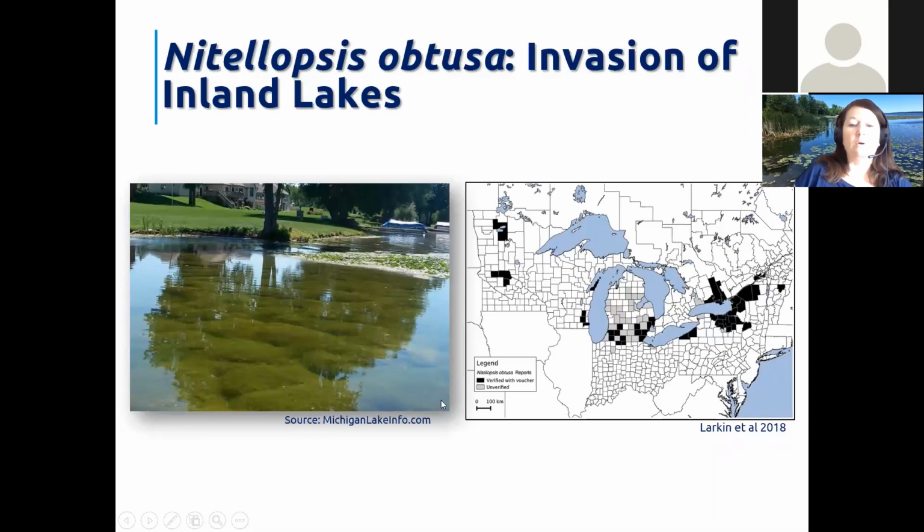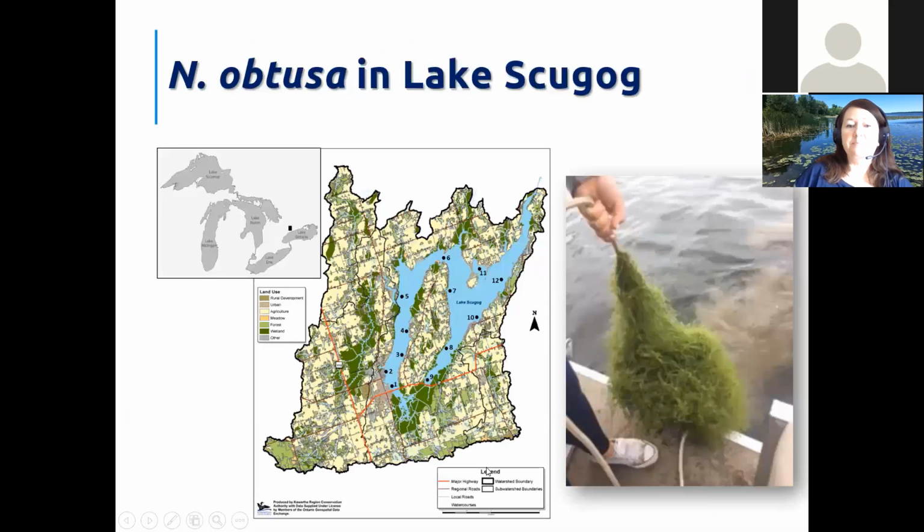aquatic plants or macroalgae. So in Lake Scugog, for those of you who are at least familiar with the Great Lakes, this is where Lake Scugog is here. It's technically a reservoir, but it's a rather large, shallow reservoir that's been in existence since the early 1800s when it was dammed for a grist mill that was initially built. But it's an important headwater lake system to the Trent Severn Waterway, which connects Lake Ontario to Lake Huron.